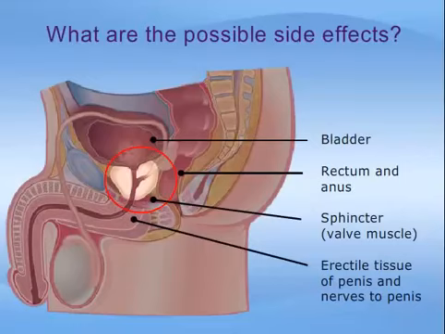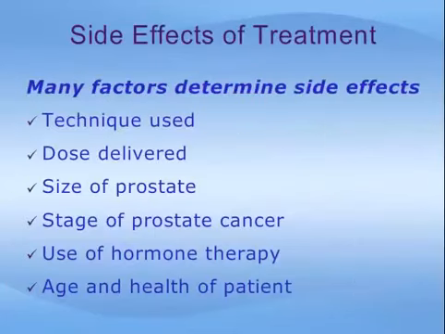You can appreciate in this drawing that several important organs and structures lie immediately next to the prostate: the bladder, the rectum and anus, the urinary sphincter or valve muscle, and the erectile tissues of the penis. Radiation to any of these can lead to certain side effects. Ultimately, whether or not side effects occur and their severity will depend on a number of factors, including the technique used, the dose delivered, the size of the prostate, the stage of prostate cancer, whether or not hormone therapy is required, and the age and health of the patient.